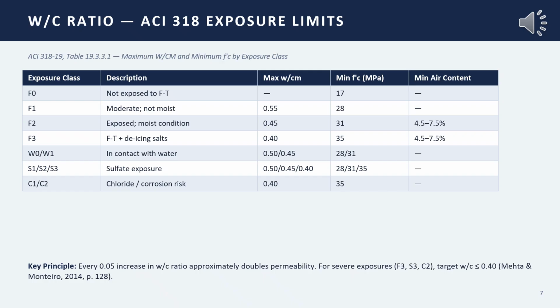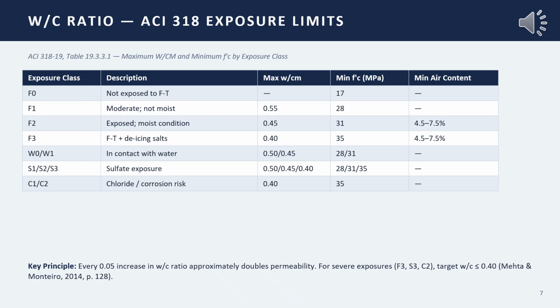F3 is the harshest freeze-thaw with de-icing chemicals and demands water cement ratio of 0.4 and 35 megapascal of strength. For sulfate exposure, S1 through S3 escalate from 150 to over 10,000 milligrams of sulfate per kilogram of soil, with corresponding requirements for sulfate-resistant cement and lower water cement ratios.